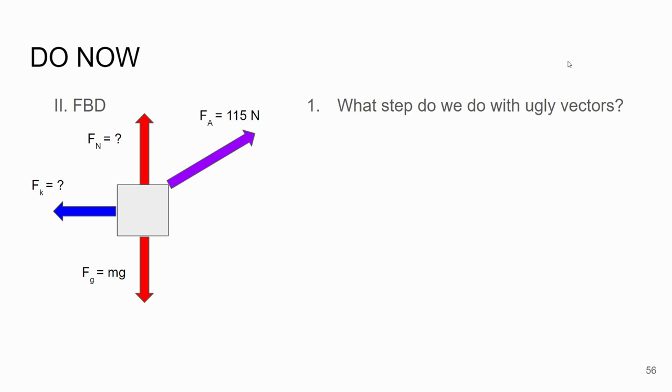So, do now question: what do we do with ugly vectors? If we're looking at this free body diagram, some of them are up, some of them are down, one of them is left. And then you've got f sub a going up and to the right. That's the ugly vector. When you have an ugly vector, you want to do a step 0. You want to find the components.